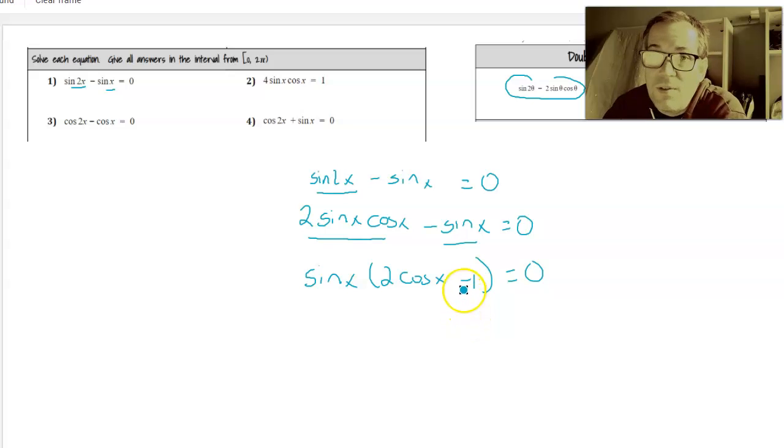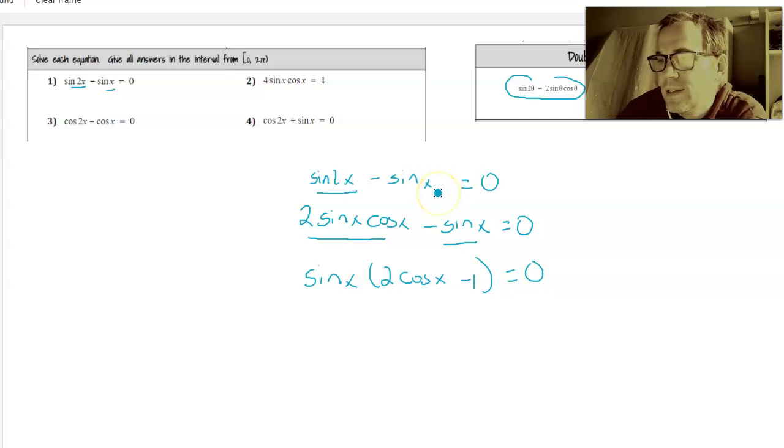And then we've done these problems many times. So if you know from here that the answer is going to be 0 plus pi n, and pi over 3 plus 2 pi n, and 5 pi over 3 plus 2 pi n, you don't need to watch the rest of this video. But if you don't know that, here's what happens next.